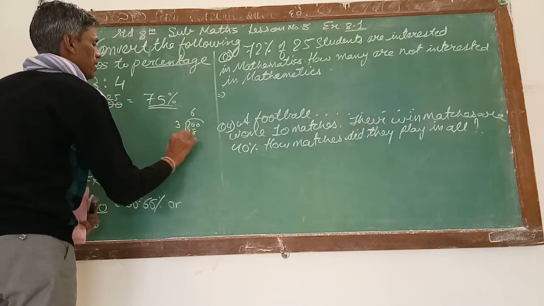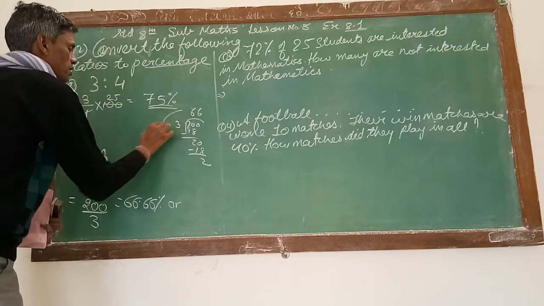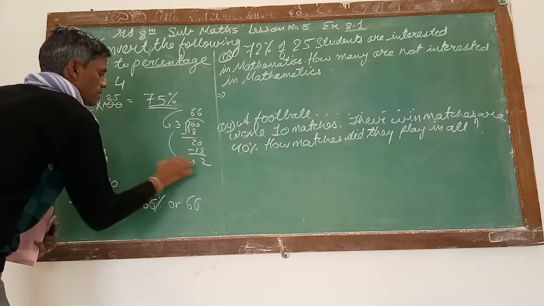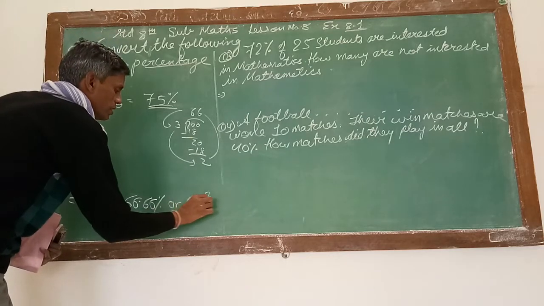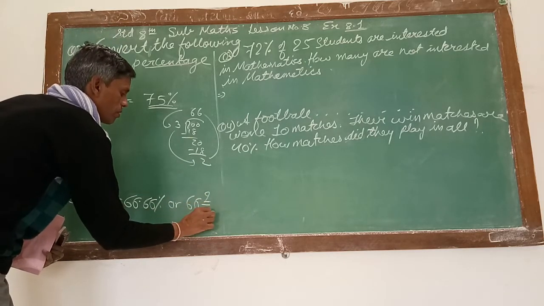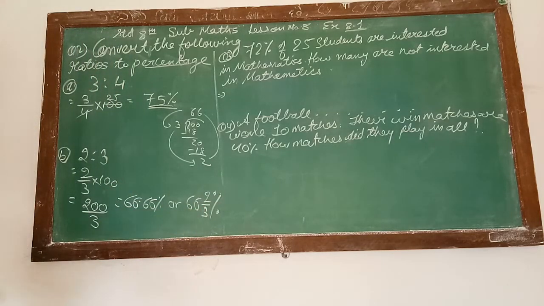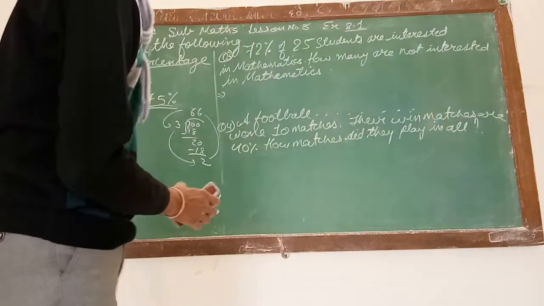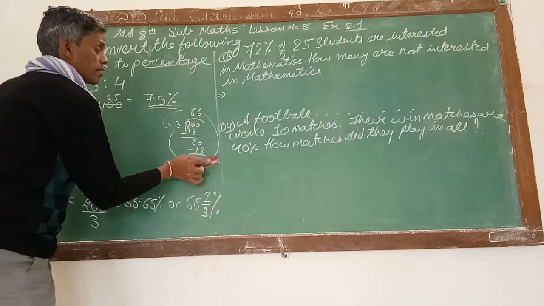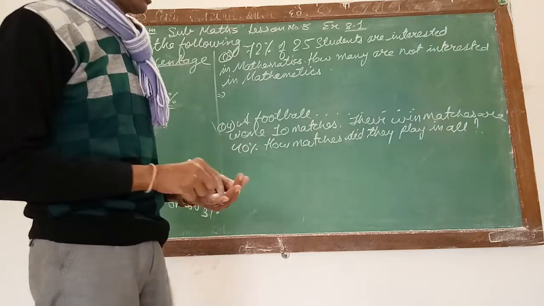Or like this: this 200 will be divided by 3. 3 sixes are 18, remainder 2. Bring this 66 here. This 3 is the denominator, the remainder goes in the numerator, and 2 will go in the question place. So 66 integer 2 upon 3%. You can convert this in this manner. Both answers are correct. Now the next question is question number 3. This part you have to multiply in rough, on a rough page.